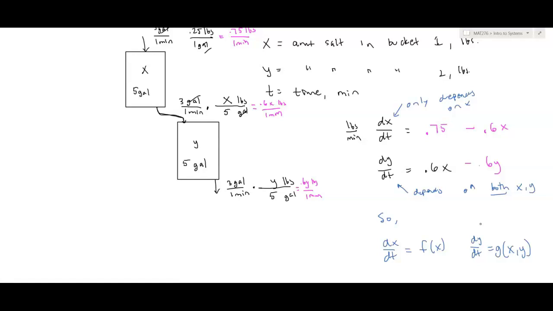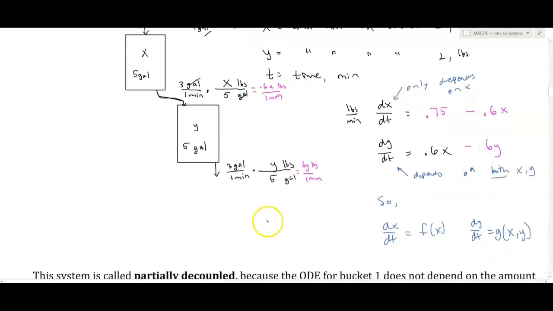So there's our model, and now we're thinking, well, how do we solve this one? Because in order to know anything about solving dy/dt, I have to know what x is. But the beauty of having a partially decoupled system is that I could solve dx/dt first, get x, and then substitute that function in for x down here. So we're going to do that in just a moment here.